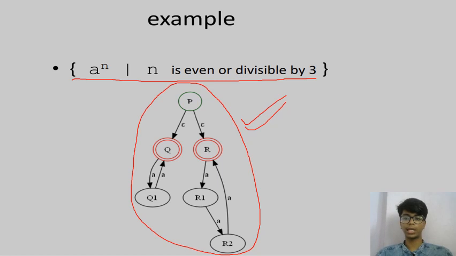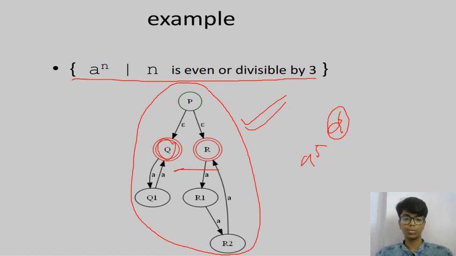So for example, let us take a power 6. So P with epsilon, and Q with A goes to Q1, Q1 with A goes to Q, and so on. So these are 6 a's, so it goes to Q, which is the final state. So this is proving that this is equal. And let's take a power 5, which is not even and which is not divisible by 3.